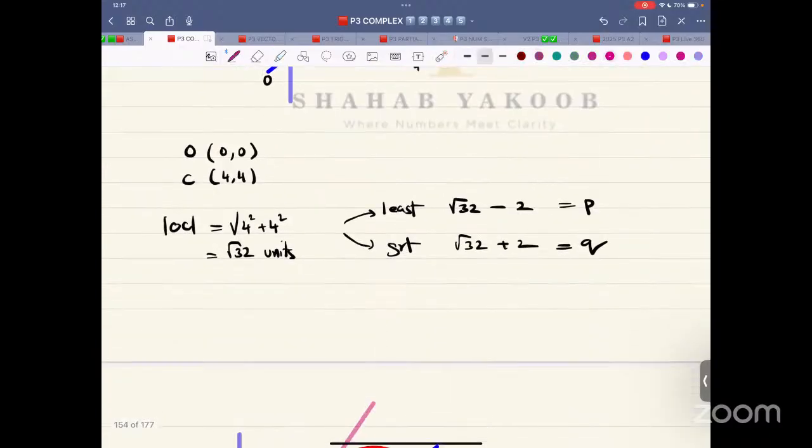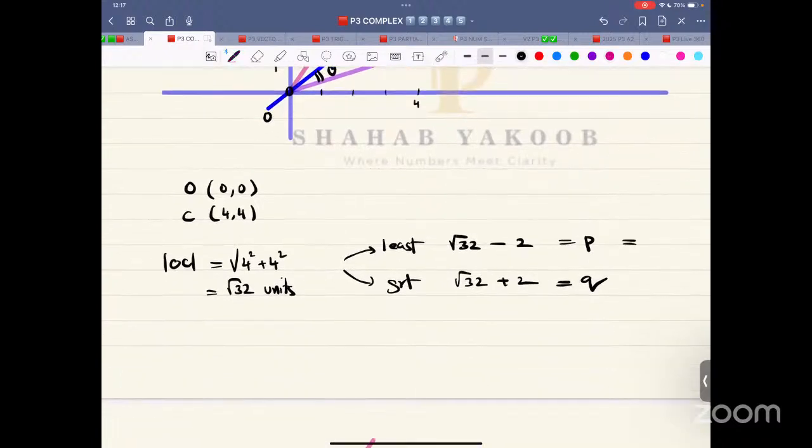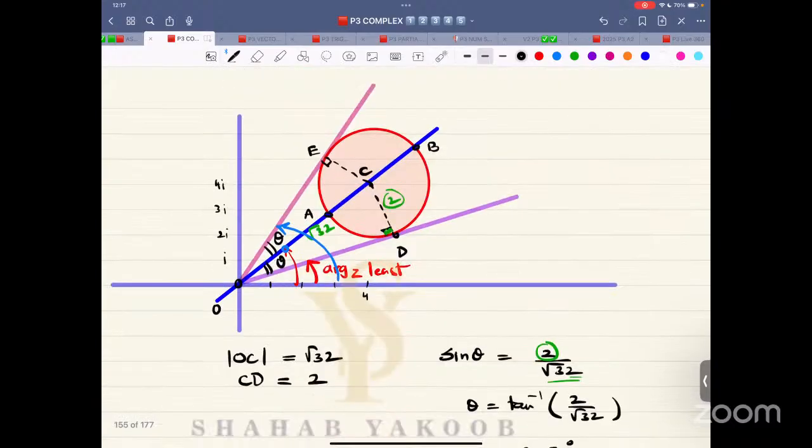So least value, according to the labeling that I have done, is OA. So this is OA magnitude. And the greatest value is OB. They have labeled least to be P, greatest to be Q. Next one, the same diagram.